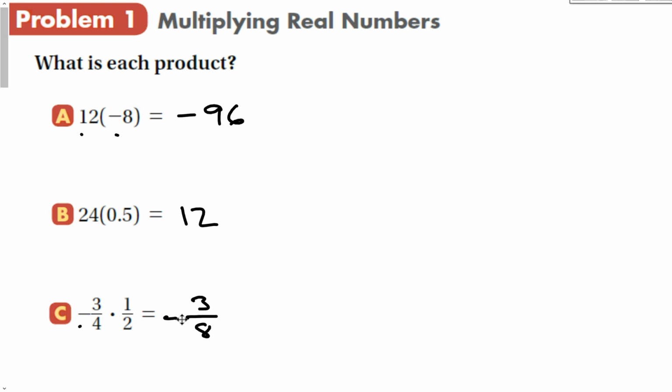And remember, only one of those numbers is negative. If they were both negative, we'll see that in division, when we get to it, that would be a positive number. Okay?